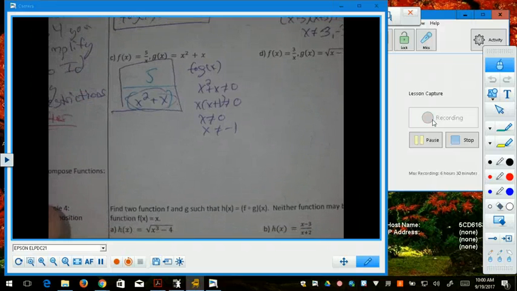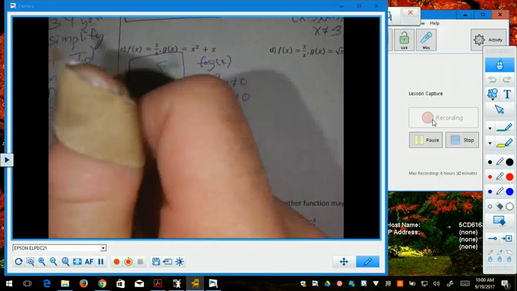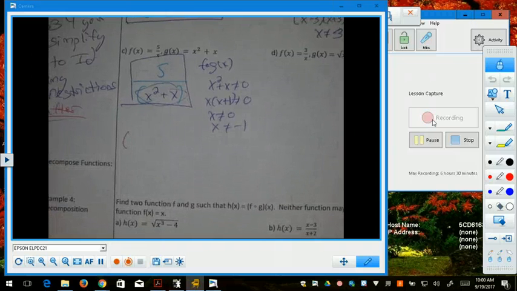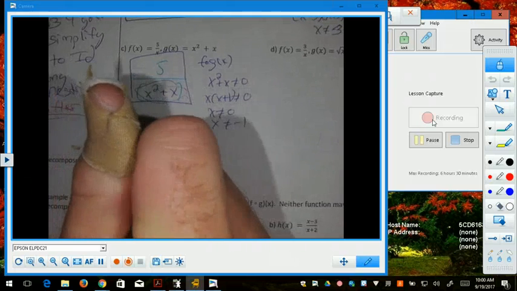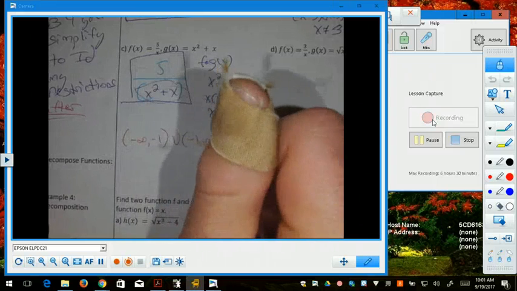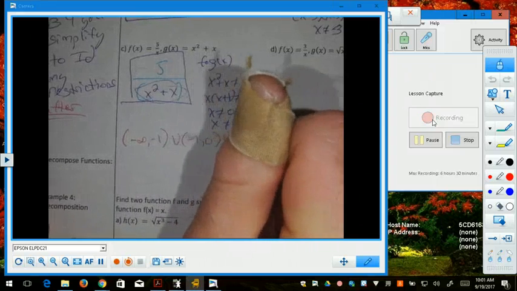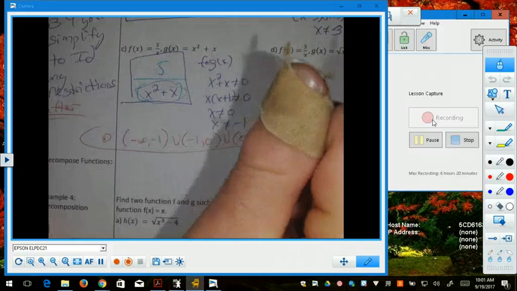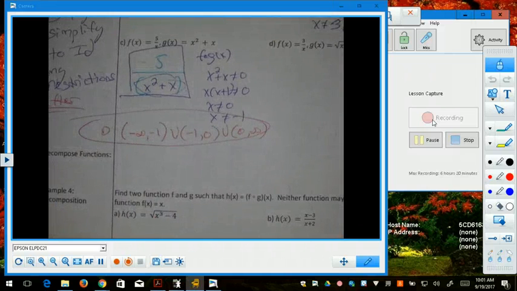So in interval notation, our domain is, who can tell me the domain? It's going to be 3 intervals. Anybody have 3? Sorry, what is it? Yeah, negative infinity to negative 1, negative 1 to 0, or 0 to infinity. All of those include our domain. Great. Any questions on C?